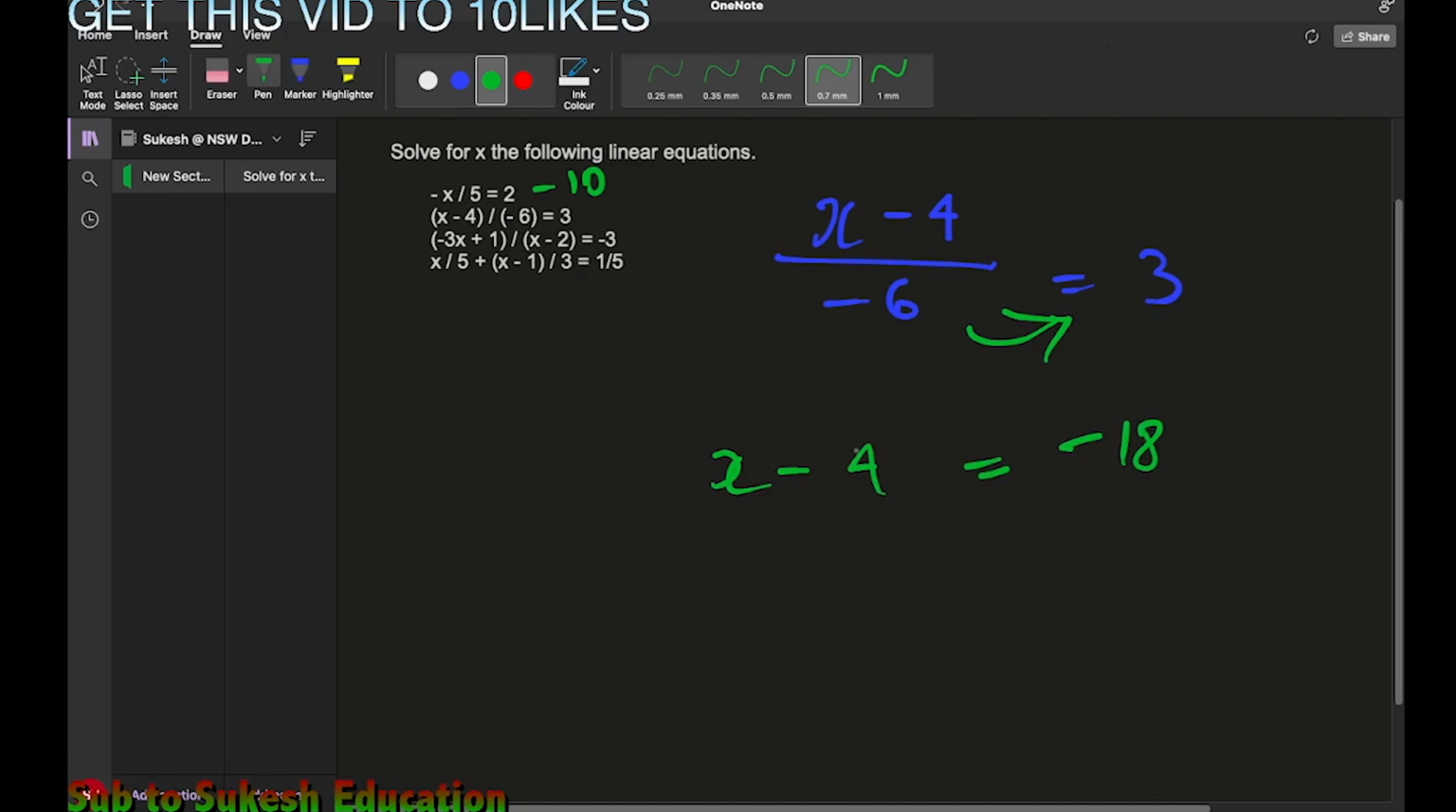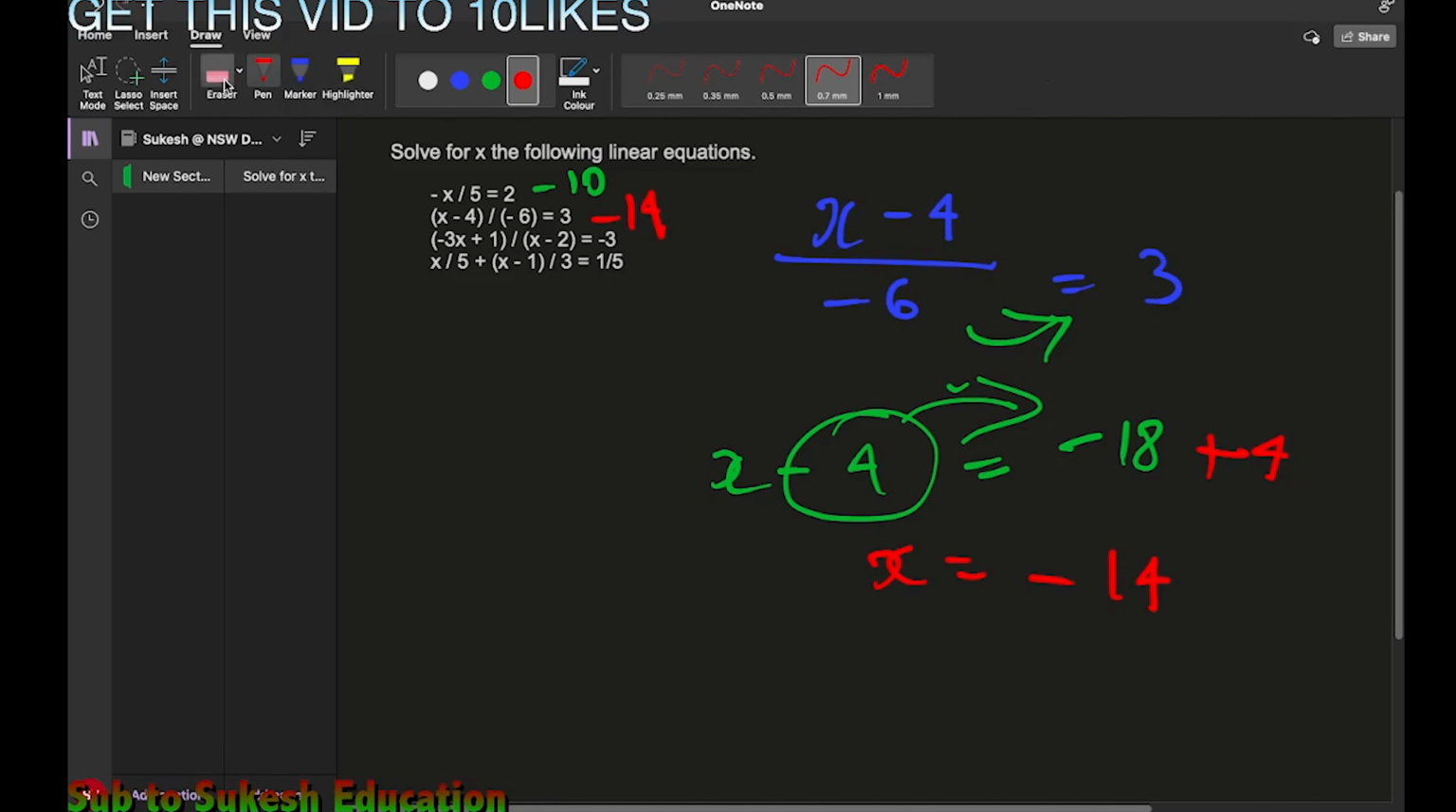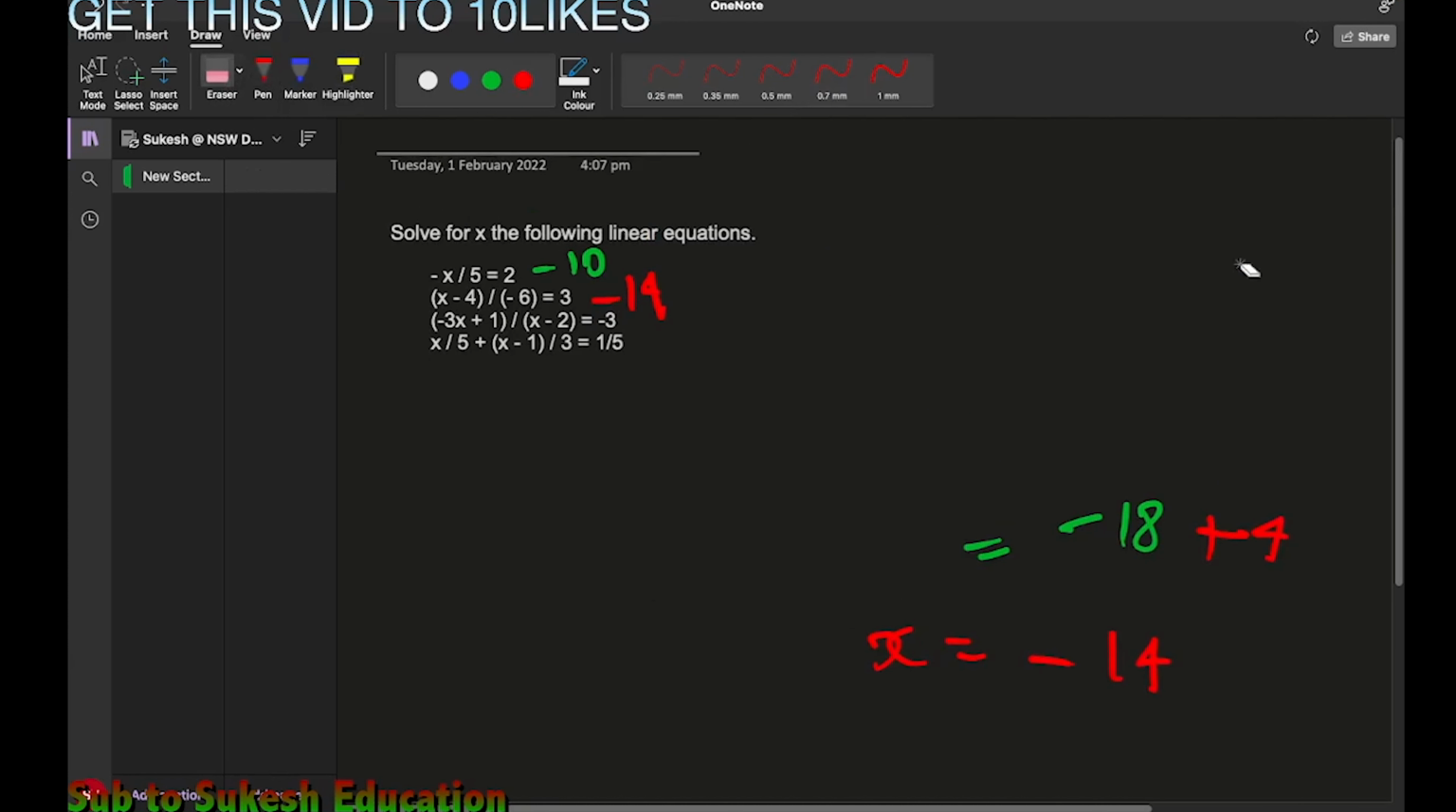And there's a minus 4 here. Take this to the other side. You just need to change its sign because it's being subtracted. You have to change it to addition, so it's plus 4. And minus 18 plus 4, as we all know, is minus 14. So x is equal to minus 14. Right, guys? Now let's erase this for the next part. That's cool because now we only have 2 more questions to go.